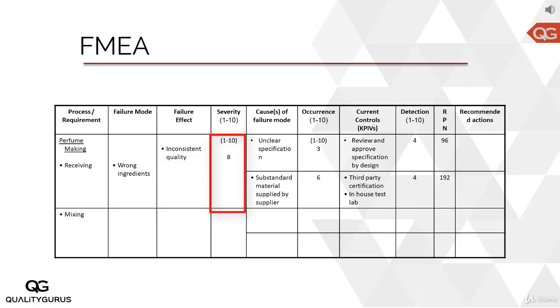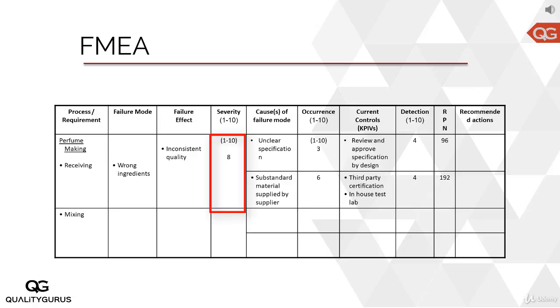Then we look at the severity of that. What's the severity of that? Severity is given a number from 1 to 10. Number 1 is less severe, number 10 is highly severe. In the case of the car example, let's say if this was a brake failure as one of the modes, then I would put the severity as 10 because that could be fatal.